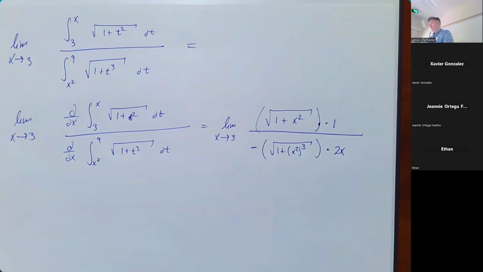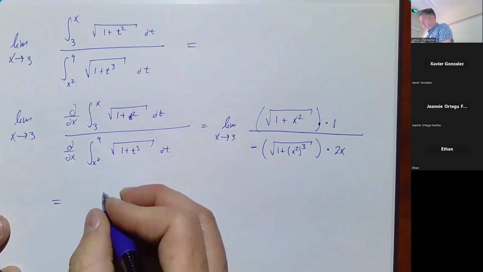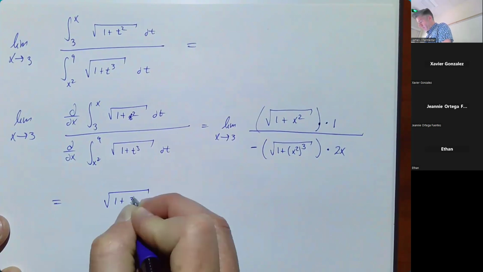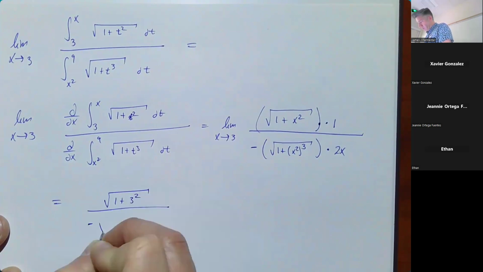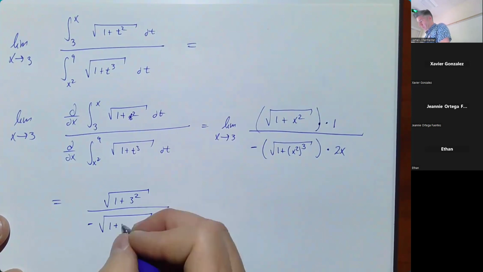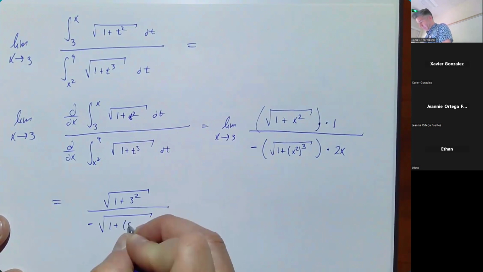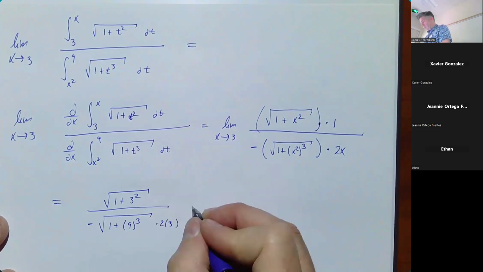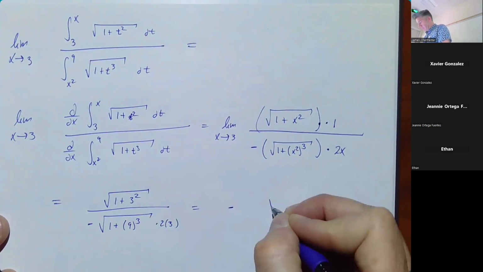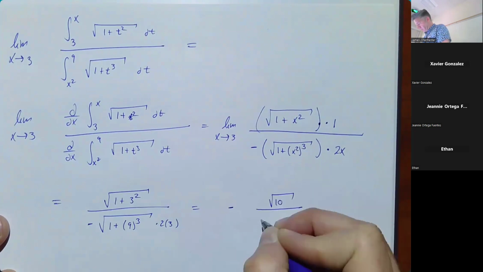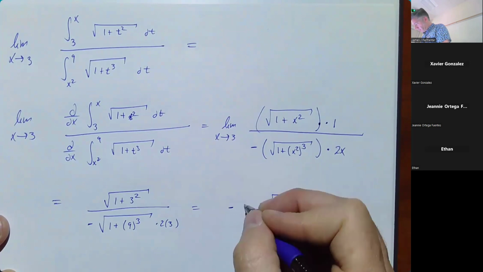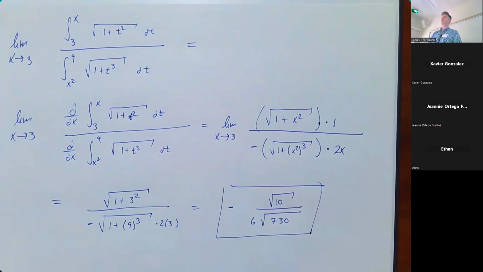Thank you. And now we can just plug in 3 for x and get the square root of 1 plus 3 squared over the negative square root of 1 plus 3 squared cubed, so 9 cubed, times 2 times 3, which if you wanted to simplify it, it would be the negative square root of 10 over 6 times the square root of 730. Because 9 cubed is 729.